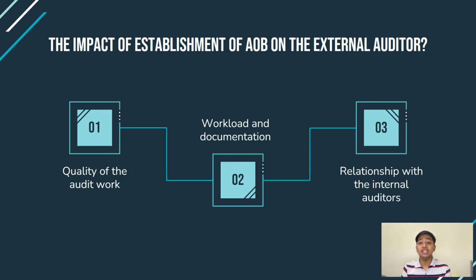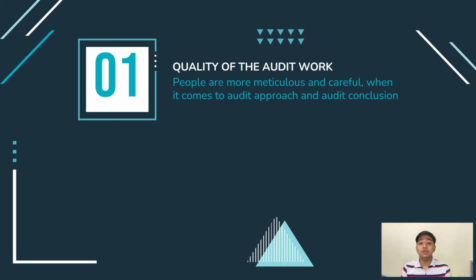First is the quality of the audit work. Second is the workload and the documentation. And the last one is the relationship with the internal auditors. When it comes to the audit approach and conclusion, sometimes people are more meticulous and careful with the AOB.